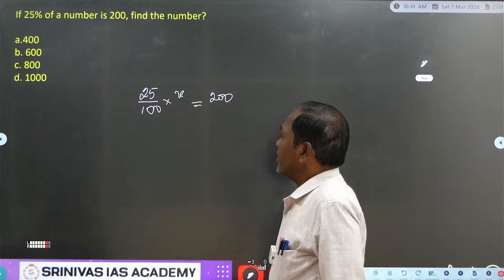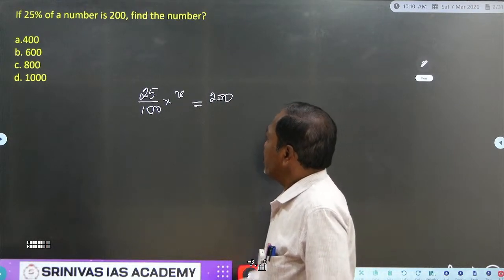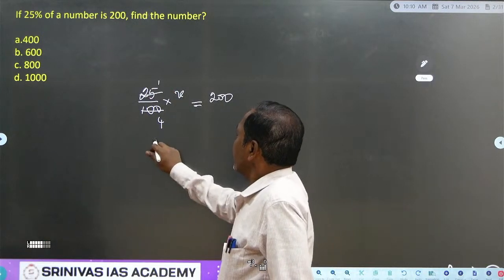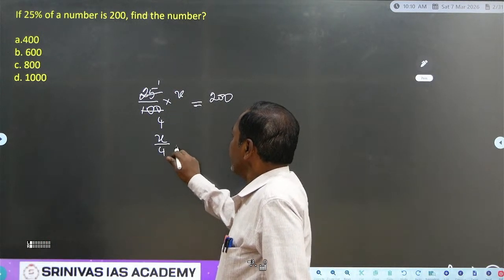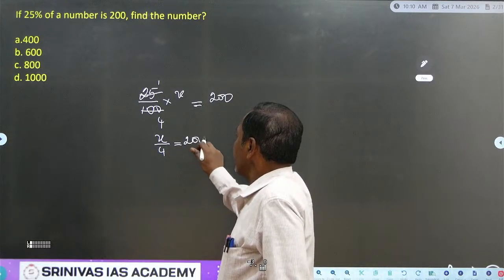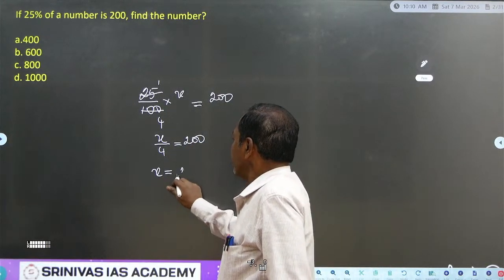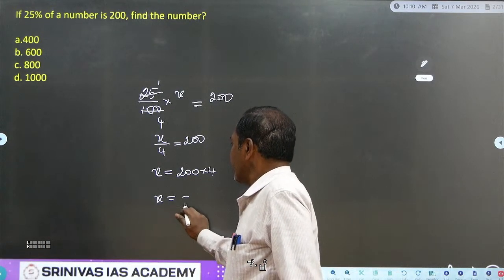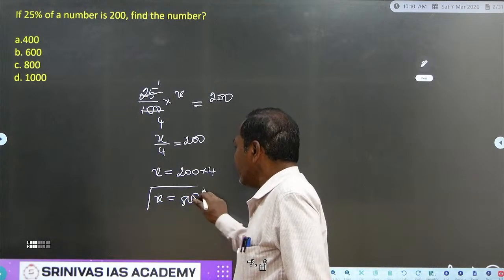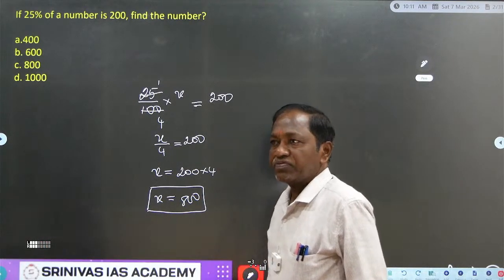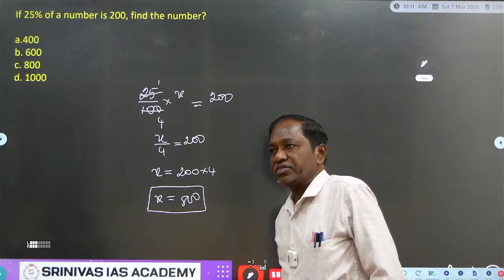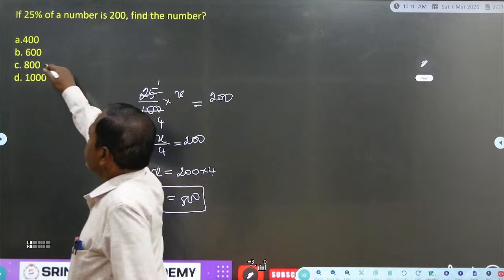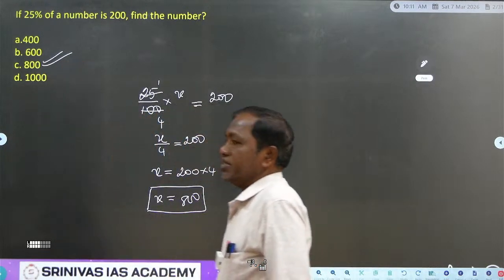Again you can see, 25 ones are 25, 25 fours are 100, so this is right. Next step: x by 4 equals 200. x equals 200 into 4. So the x value is 800. So many steps are not required. In the beginning we write a number of steps, after that we keep reducing the steps. So 800 is Option C.